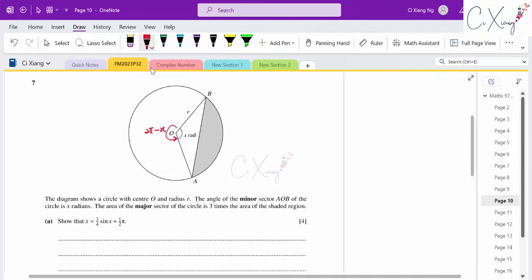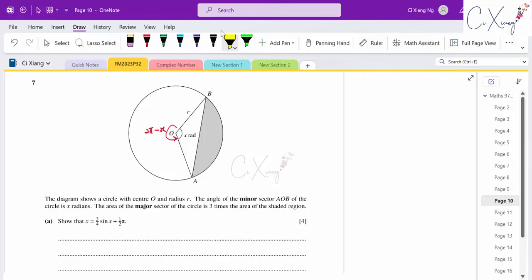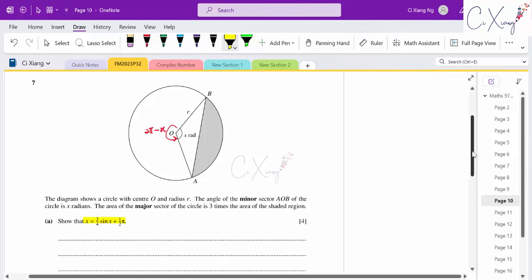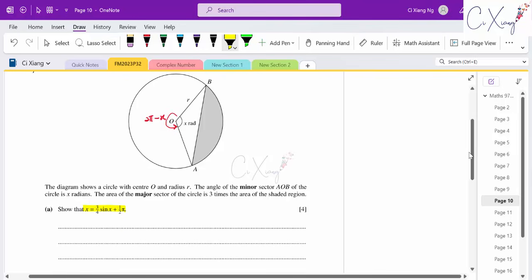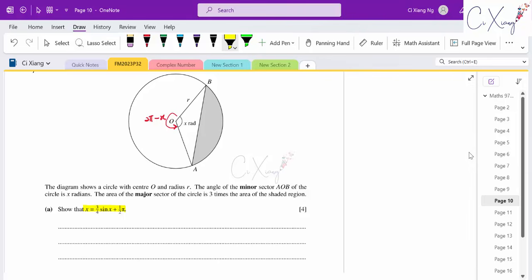Okay, then they talk about the area of the major sector. So they are talking about the major sector now. The area is 3 times the area of the shaded region. So first part, they want us to show that x can be written as this equation. Okay, so how can I start the question so that I can get the equation that they want us to prove?